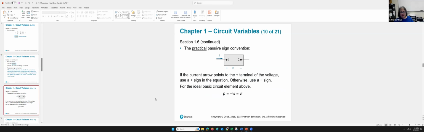So let's take a look at the practical use of a sign convention. Here we have a positive voltage and a negative voltage, right? So we're going from positive to negative, and the current is moving this way. That means that the power is positive, because the current is in the direction of the voltage drop.